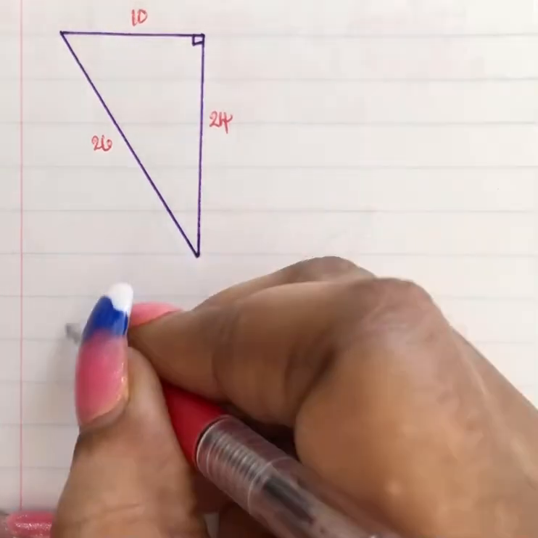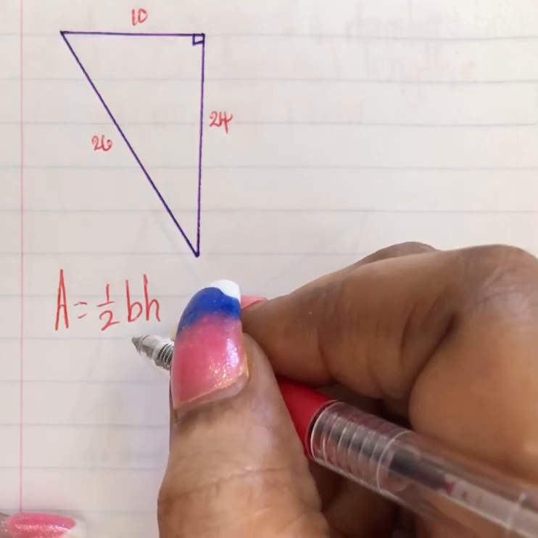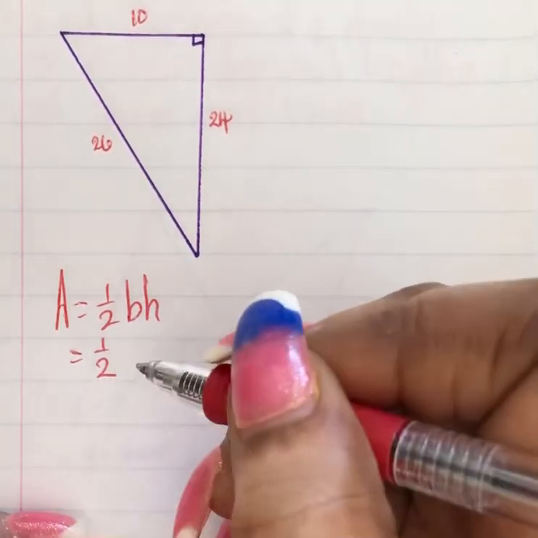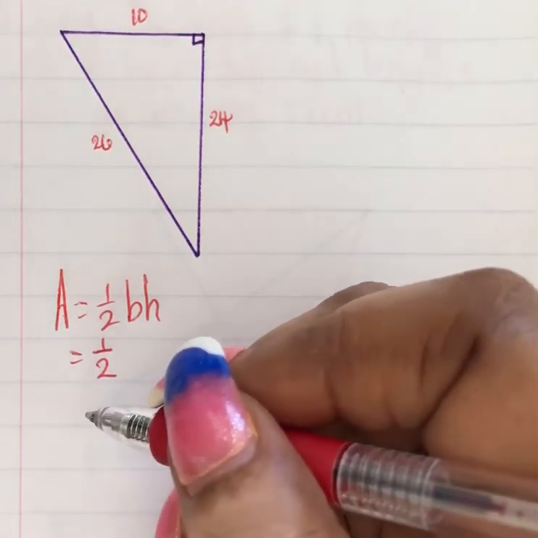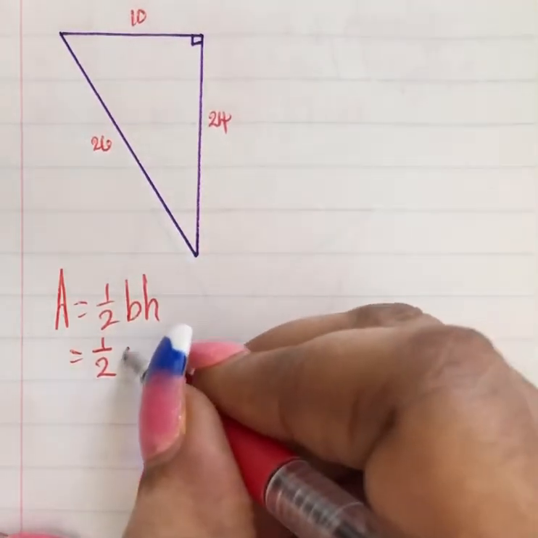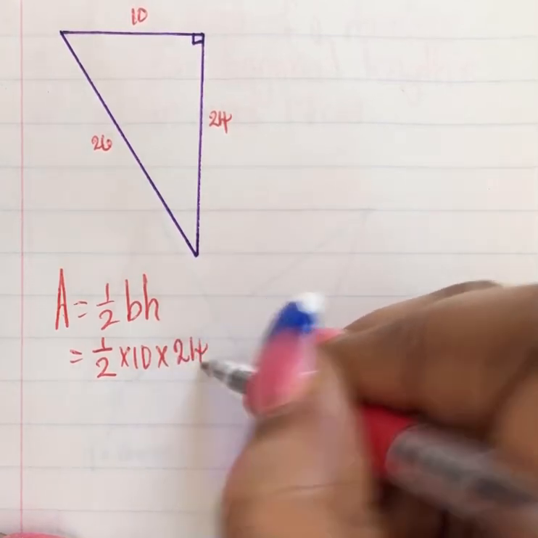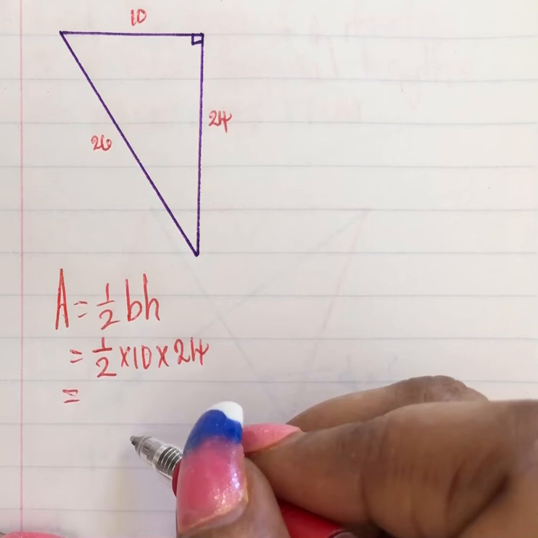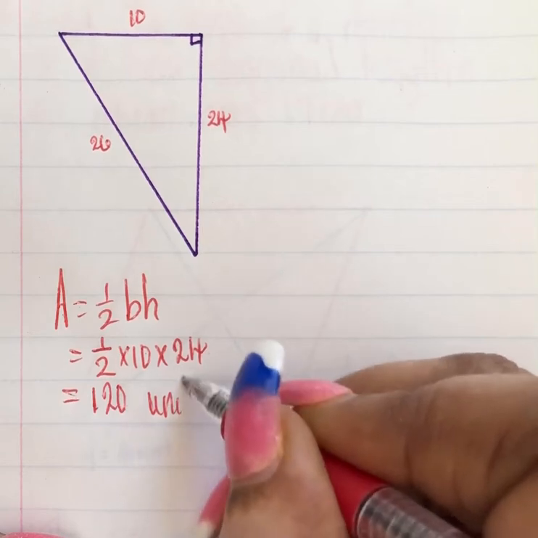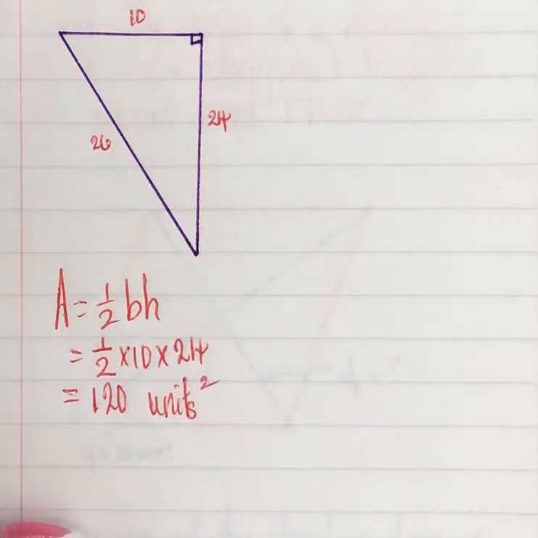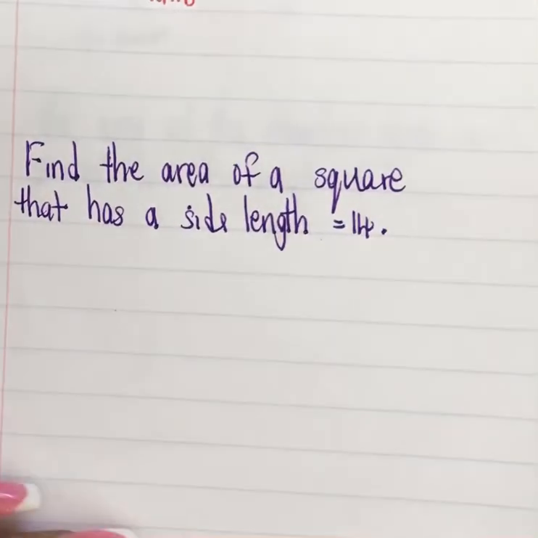We know that the area of a triangle is equal to half base times height. It is pretty straightforward, so all we do is to substitute and simplify. My base, in this case, is 10 units, and my height is 24. Half of 10 is 5. 5 multiplied by 24 is 120 units square. Any question there? Thank you. Let us look at a word problem.